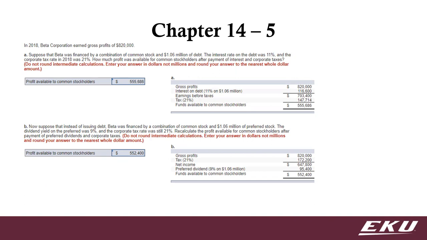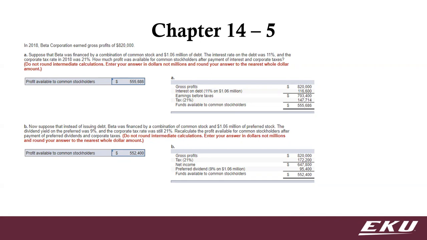Okay. So question 5 here. It's got 2 portions, A and B. And so they just earned gross profits of 820,000. We're going to be financing this with a combination of common stock and 1.06 million in debt. This is the interest rate. They give us a corporate tax rate, how much profits available to the shareholder.